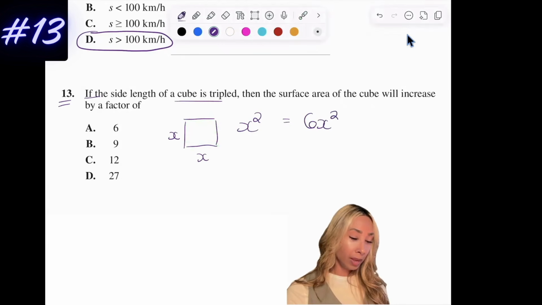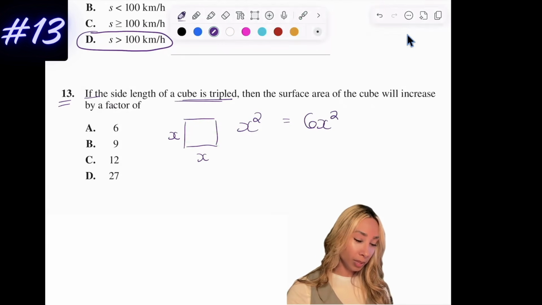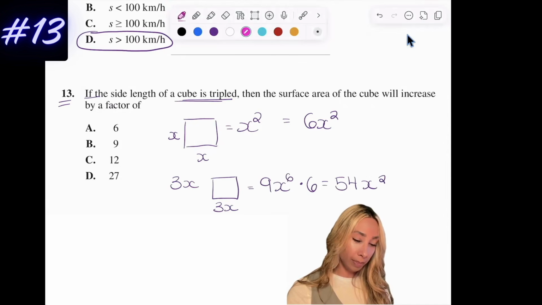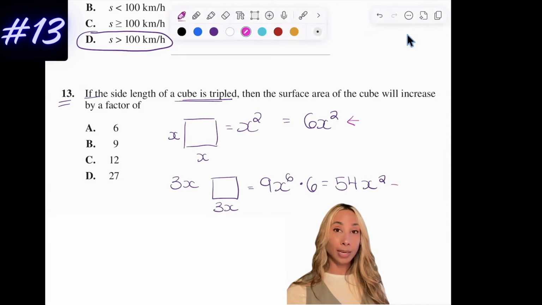That's the original. Then it says, what would happen if it's tripled? Well, if it's tripled, the side length would now become 3x. And then that area would be 9x squared. But of course, we have to multiply that by 6. So that's going to get me to 54x squared. Now this is the original shape and this is the enlarged shape.